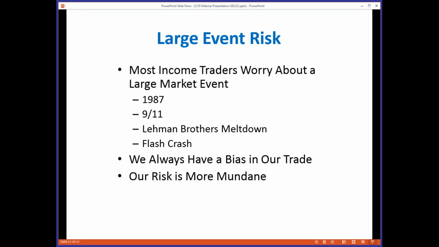But if you look at a lot of these market crashes or big moves, you'll see that the market was already going down in a very orderly way before the big event happened. And even 9/11, for some strange reason, which probably fuels some conspiracy theories, the market was already heading down into 9/11. So we would have already had a short bias.